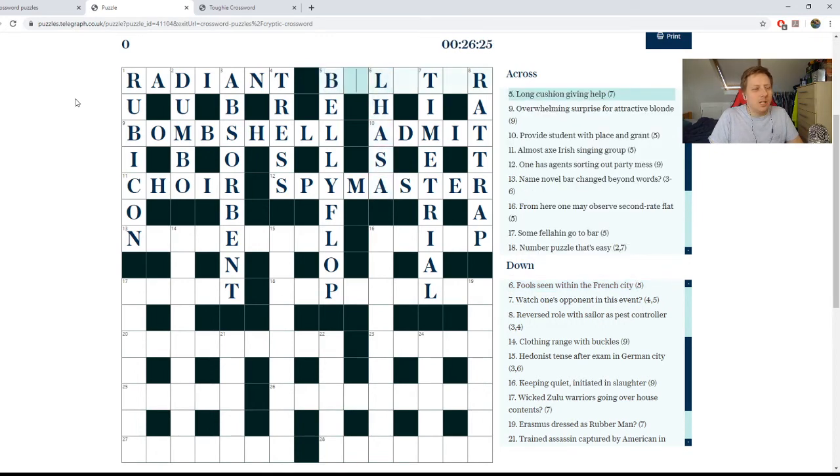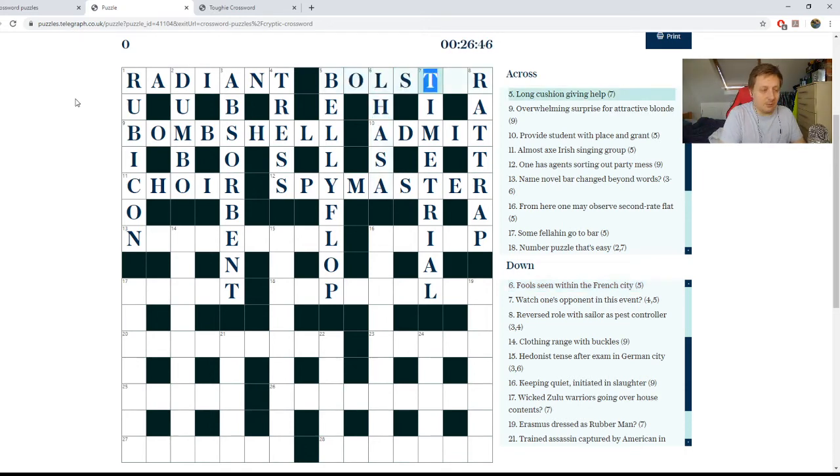Long cushion, giving help. This I don't know. Belter, bell. Yes, it's the verb form of fools. Thank you, Dogfish. If you fool someone, you have them over. So fools, he has them. Good. So this is a bolster.